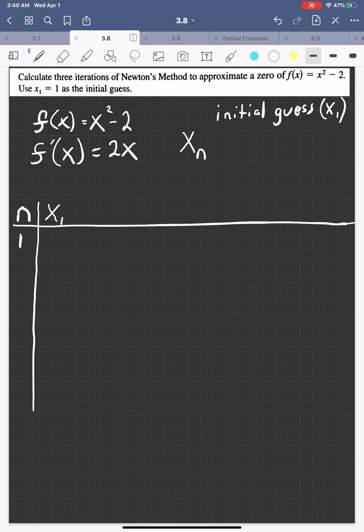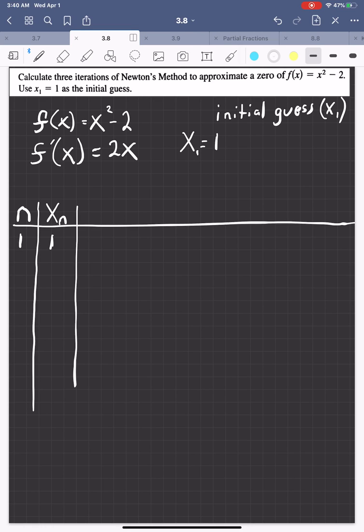This is our first, my apologies, let me erase that. So this next column is just going to be your x sub n column. So when n is 1, we have x sub 1, right? And what are we told that x sub 1 is in this problem? Well, we are told our initial guess is 1. So when n is 1, x sub 1 is 1. That's our initial guess.